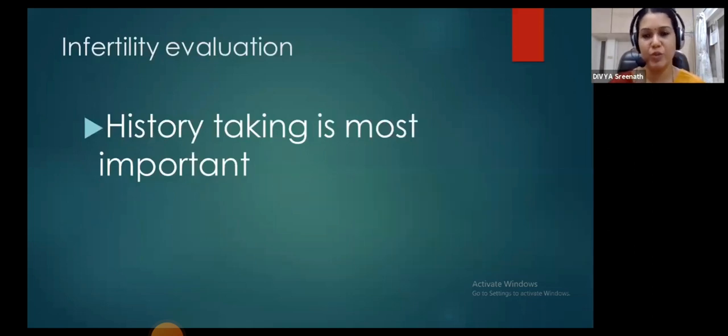So, moving to infertility evaluation. In infertility evaluation, as I said, the case taking is important. We have to take the case of both patients, along with the marital history, sexual history, and previous illness, especially in males, the history of mumps. Everything, we have to do a thorough history.